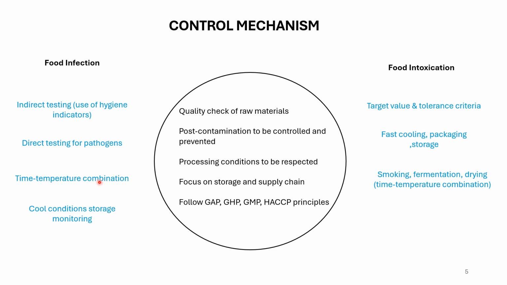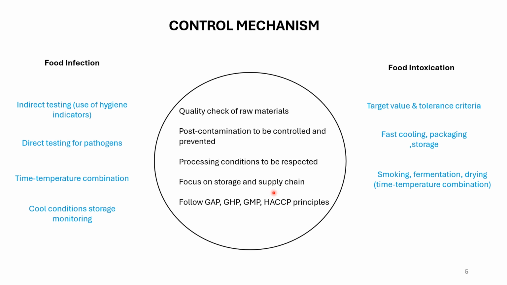Focus on storage and supply chain, because we are producing food with extended shelf life. Then finally, following good agricultural practices, good hygienic practices, good manufacturing practices, and HACCP principles. HACCP is hazard analysis and critical control points. I will cover this topic later in one of the other lectures.